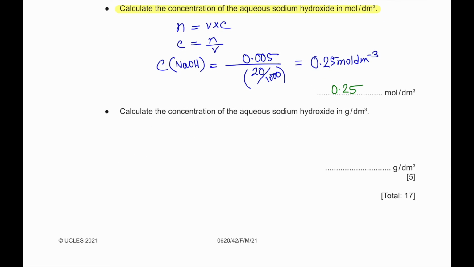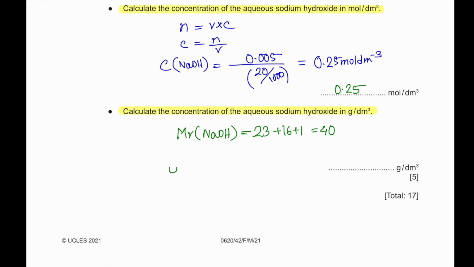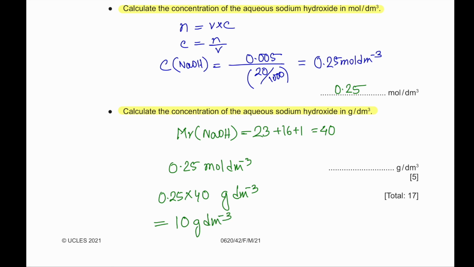Calculate the concentration of aqueous sodium hydroxide in gram per dm³. All right. So we know that Mr of NaOH will be 23 plus 16 plus 1, which is equal to 40. So 0.25 mole per dm³ can be converted into 0.25 multiplied by 40 gram per mole. So that is 10 gram per dm³.